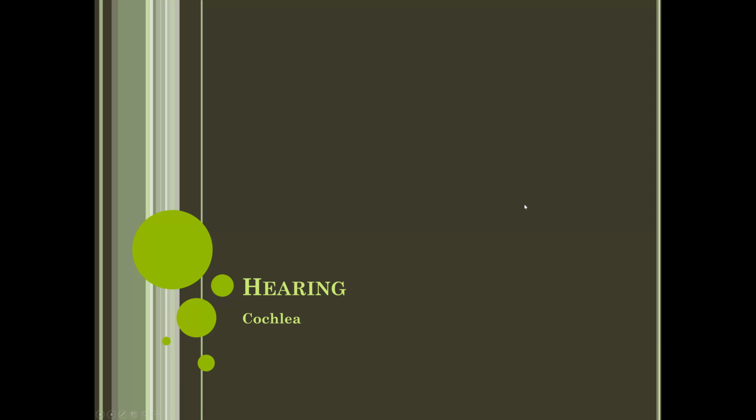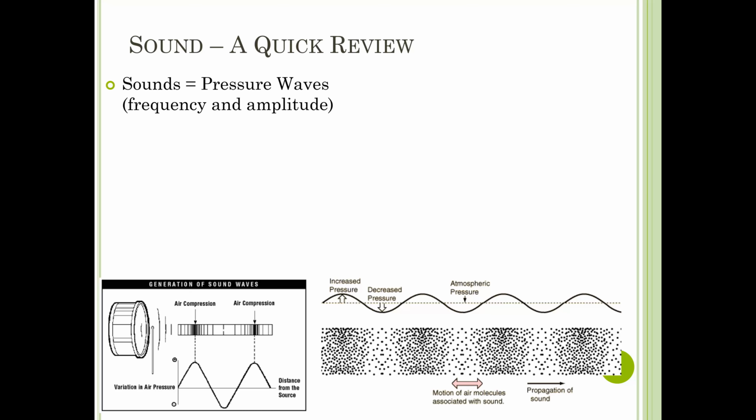And at last we come to our last special sense, our sense of hearing, which takes place in the cochlea. So a quick review of sound so you can understand how the process of hearing works. Sounds are actually pressure waves that travel through the air. So like if you have a sound coming out of a drum, for example, the sound itself is actually compressing air molecules in some areas, which then decompress or cause them to be less dense in other areas.